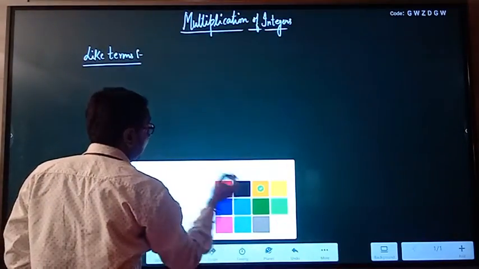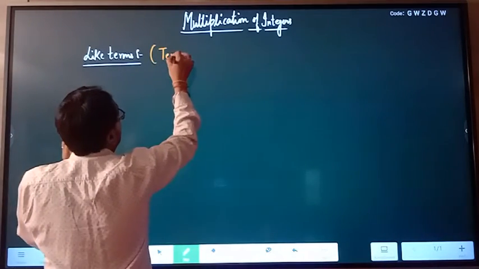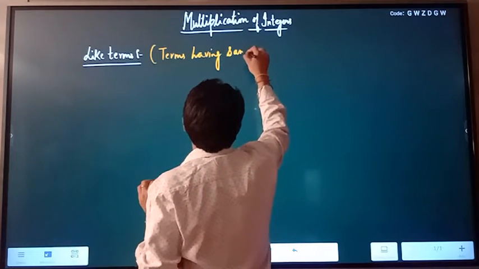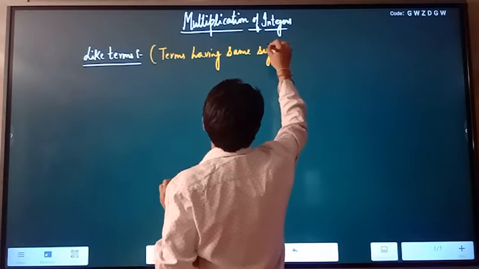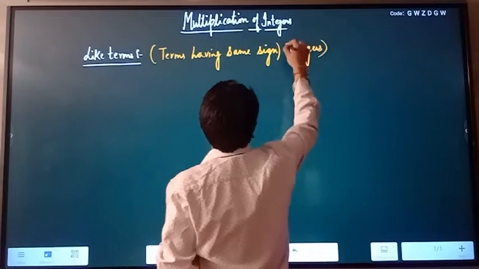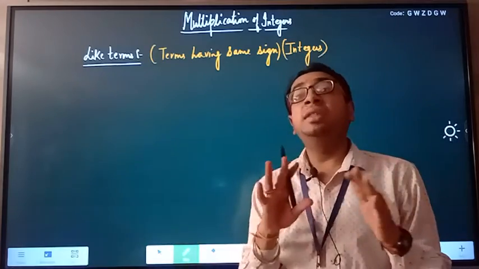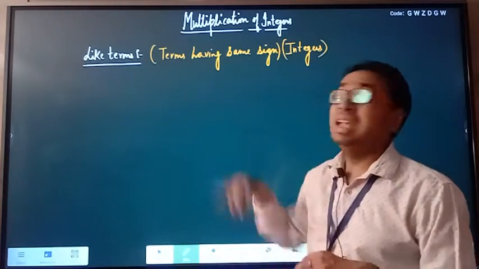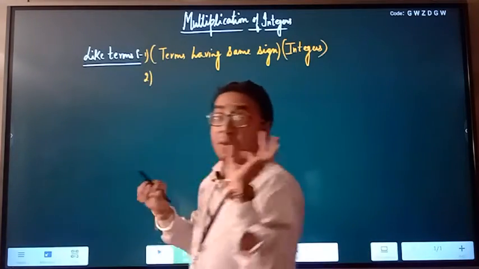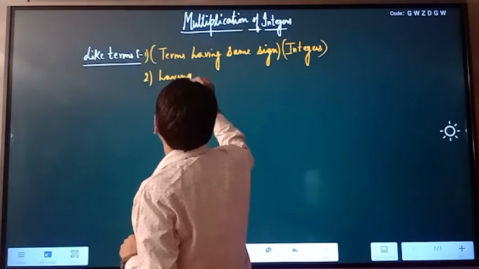Understand, basically, when we talk about like terms in case of integers, they are terms having the same sign. Integers which have the same sign are known as like terms or like integers. For example, -2, -3, 2 and 3, because plus plus, minus minus, they are known as like integers or like terms. Another aspect of like terms is very important, that is having the same denominator.